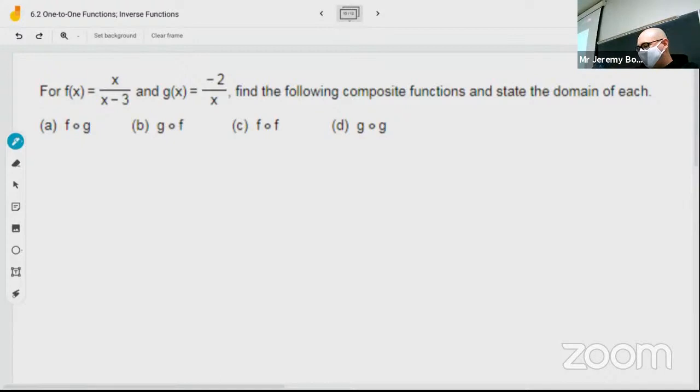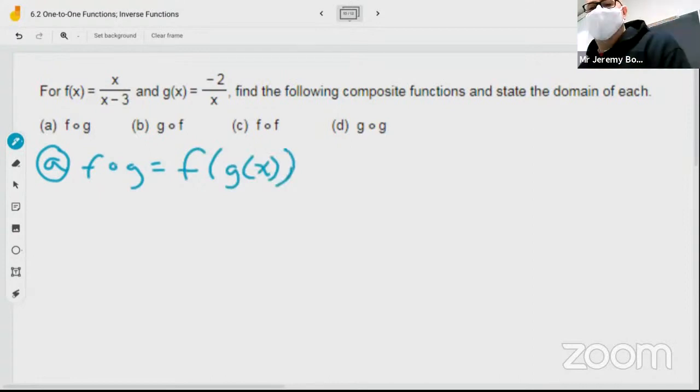So let's give them a shot. Part A, we're doing F composed with G. That means we're going to do F of G of X, and so we're going to put G of X everywhere there's an X in F. So we're going to have G of X over G of X minus 3.